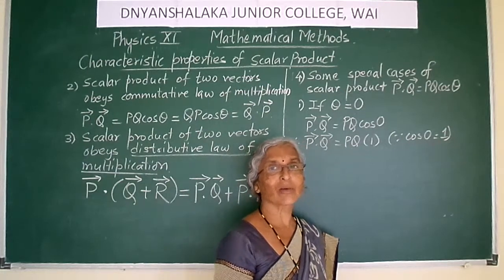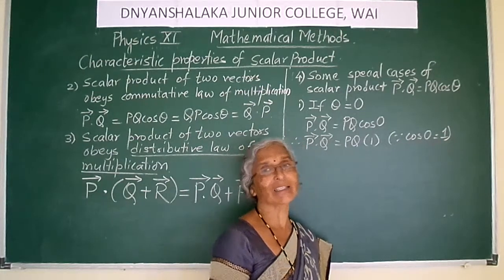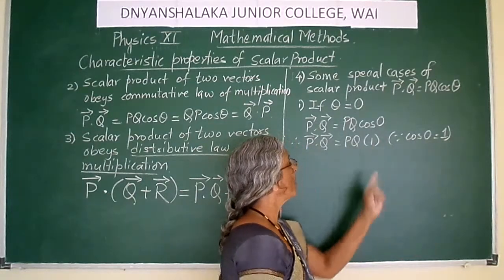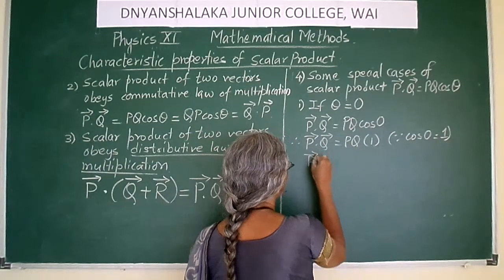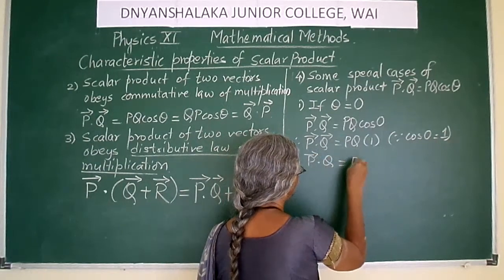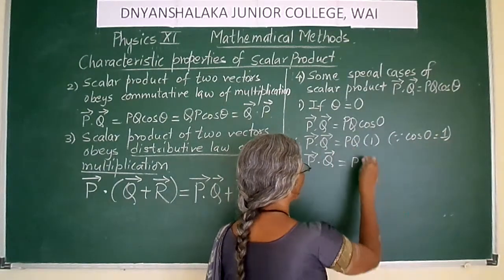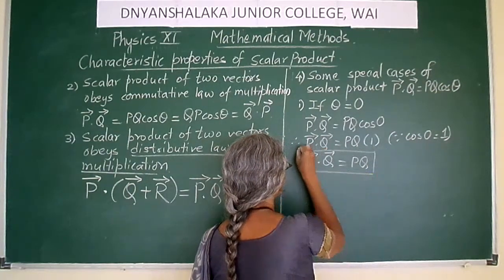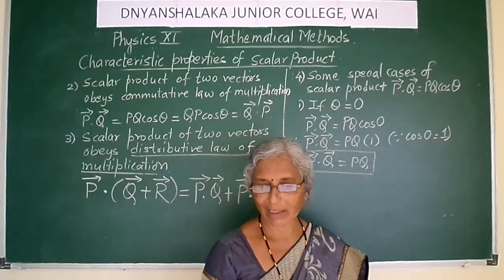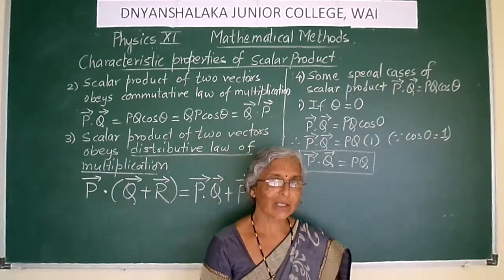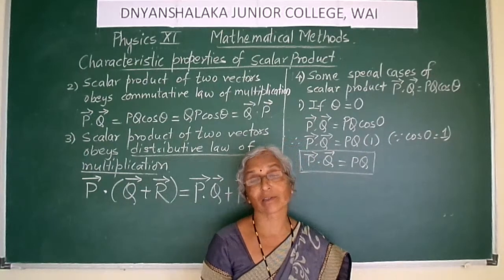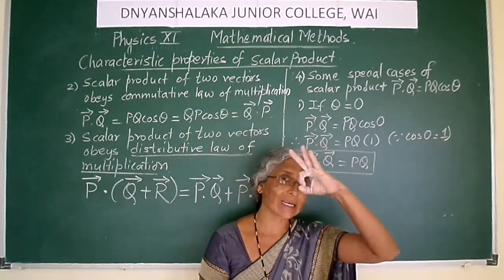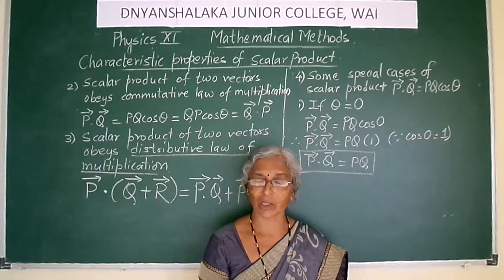Sin of 0 is equal to 0, but sin of 90 is equal to 1. Okay? So here cos 0 value will be 1, so PQ multiplied by 1 will give me PQ. So what do I get? If theta is equal to 0, the scalar product of two vectors is equal to the product of their magnitudes.